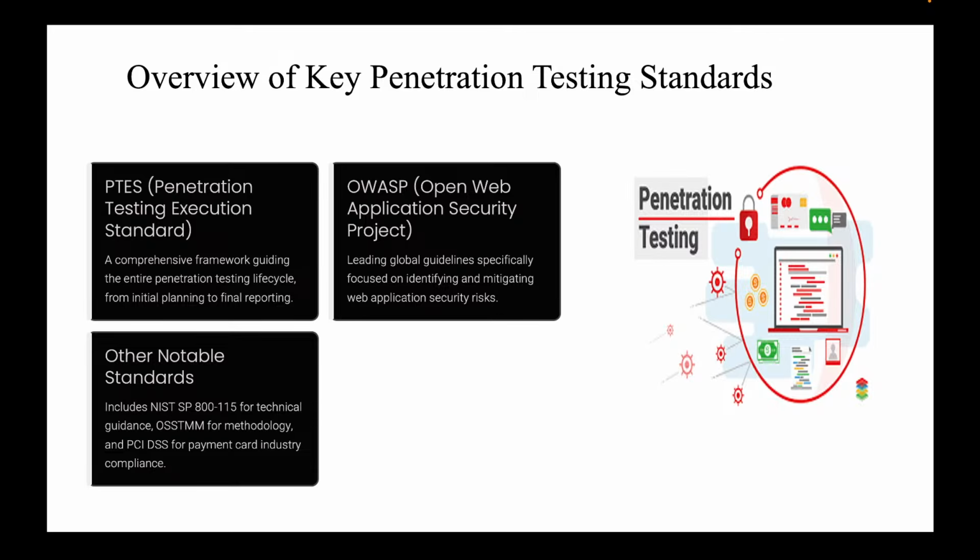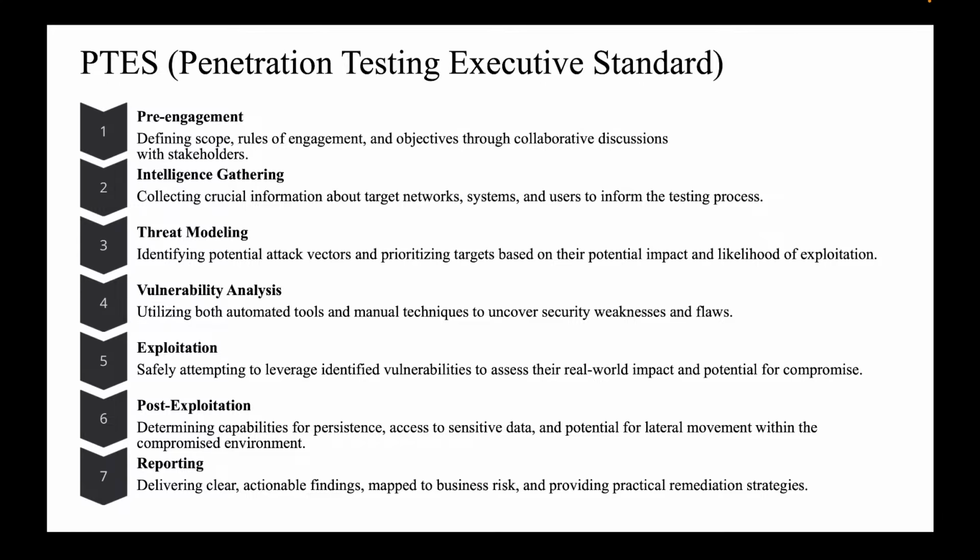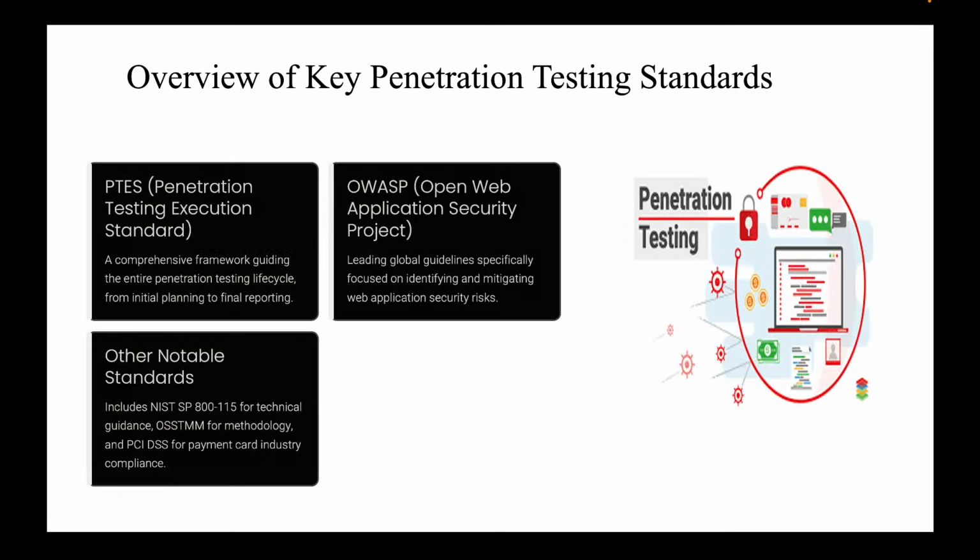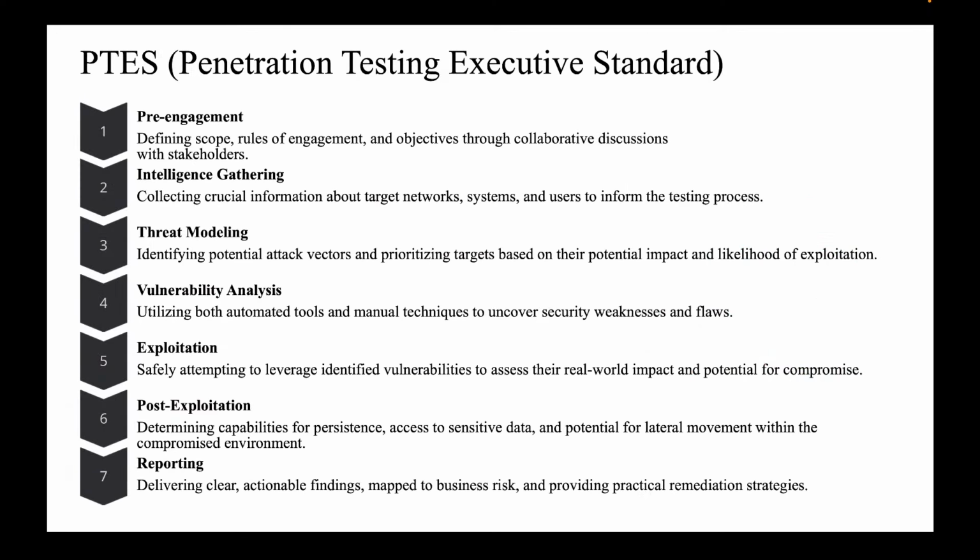In the standard, the first one is pre-engagement interaction. Pre-engagement interaction defines the scope, rules of engagement, legal permissions, the timeline, the objective, everything. It's like the interaction between the client and the person who is testing, the client and the owner it belongs to.